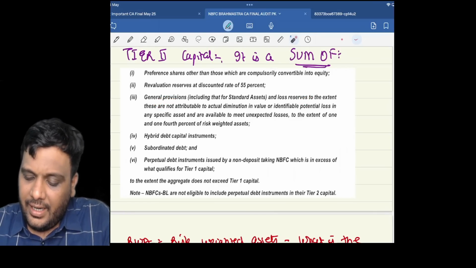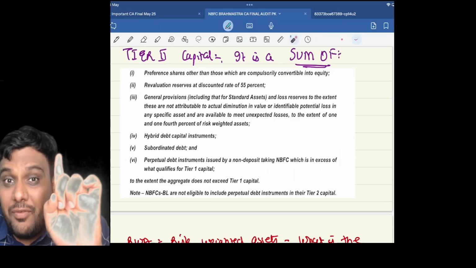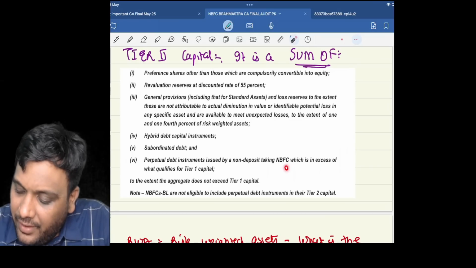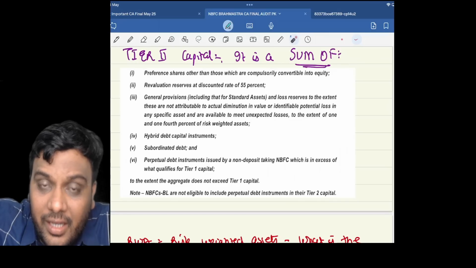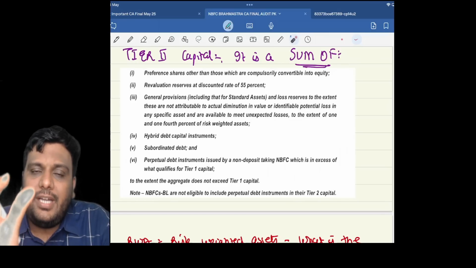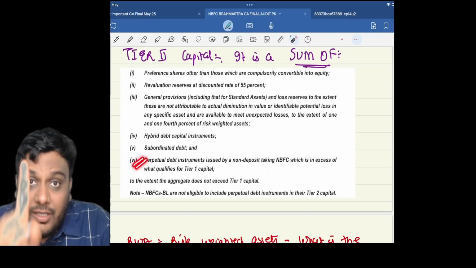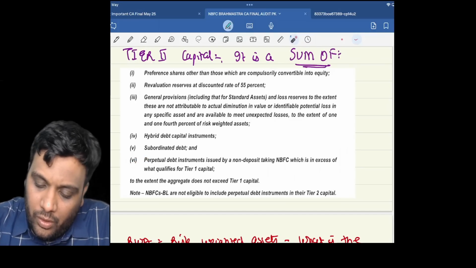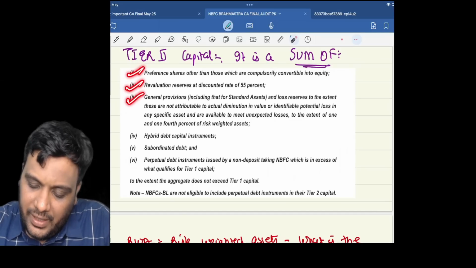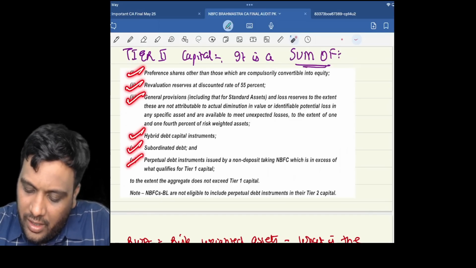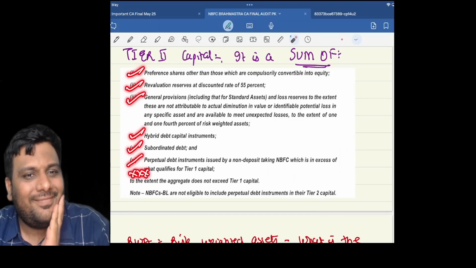Then hybrid debt capital instruments, subordinated debt, and perpetual debt instruments, whatever was not included in tier 1. In tier 1, you had included only to the extent of 15% of previous tier 1 capital. So whatever is the balancing figure of perpetual debt instruments which was not included in tier 1, that you are going to include in tier 2. Now listen to me very carefully. The golden rule in tier 2 capital: 1 plus 2 plus 3 plus 4 plus 5 plus 6, whatever is the figure, it should not exceed tier 1.